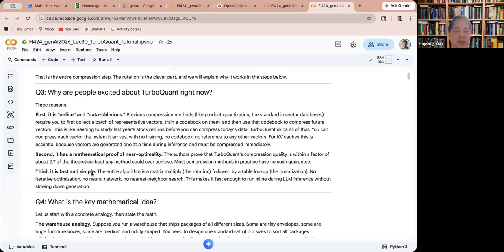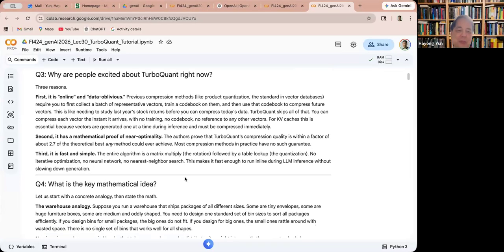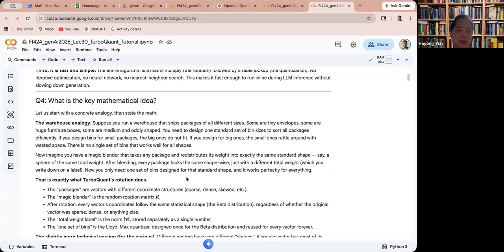And third, it is fast and simple. The entire algorithm is basically a matrix multiply, meaning a rotation matrix, followed by a table lookup, a quantization. No iterative optimization, neural network, nearest neighbor, whatever. So it's very simple. So what's the mathematical idea?